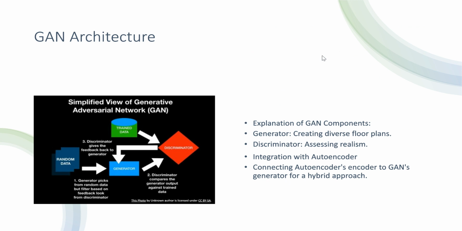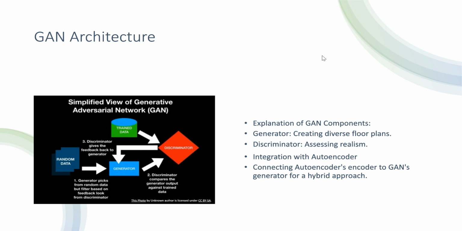Generator. At the heart of the GAN is the generator. Think of the generator as the creative mind of our model. It takes in random noise as input and attempts to generate floor plan images. But here is a twist. Instead of simply generating images, the generator is trained to create floor plans that are so realistic that they can fool our discriminator. On the other side, we have the discriminator.